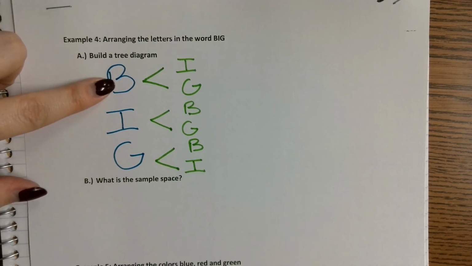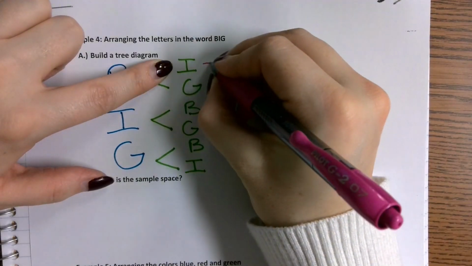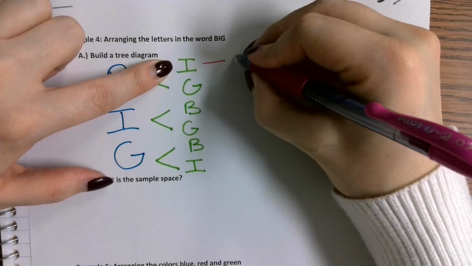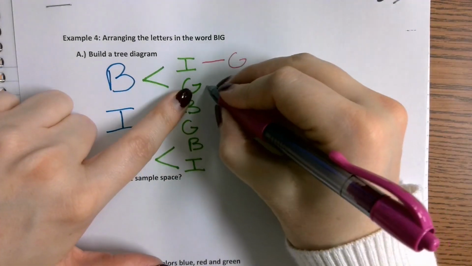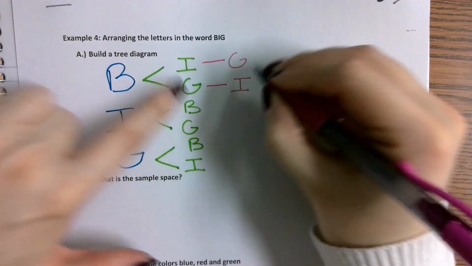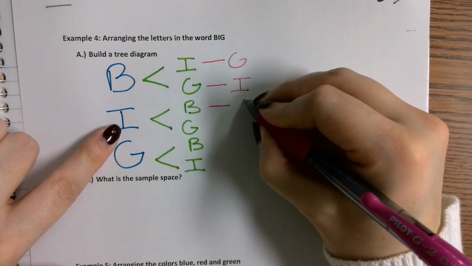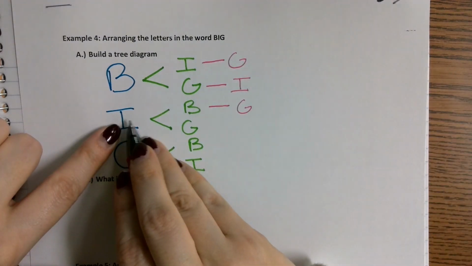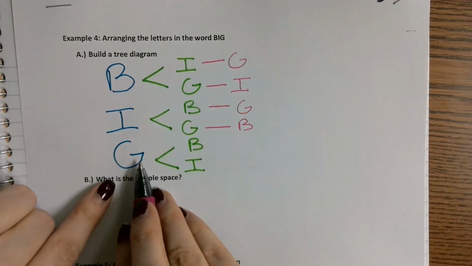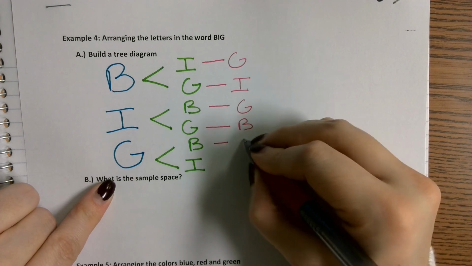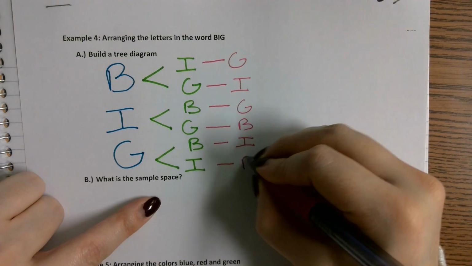If I choose B and then I choose I, I still have a third letter to choose. What's the third letter? G. But if I choose B and then I choose G, what's my third letter? I. If I choose I and then I choose B, what's my remaining letter? G. If I choose I and then I choose G, what's my remaining letter? B. If I choose G, then B, my remaining letter is I. If I choose G and then I, my remaining letter is B.